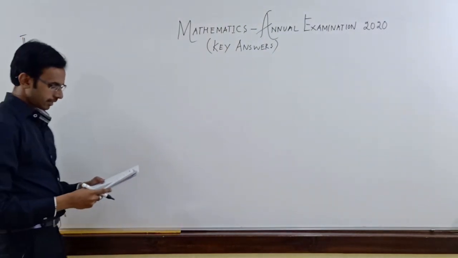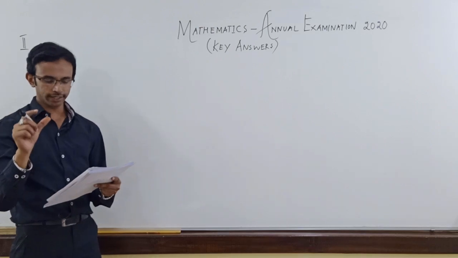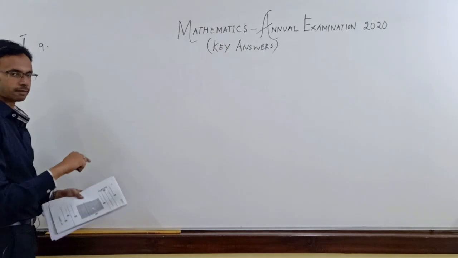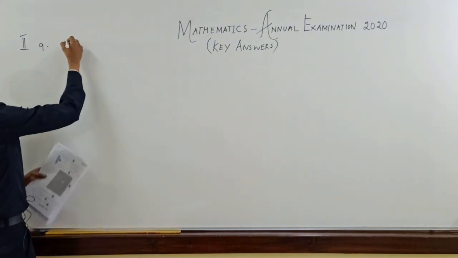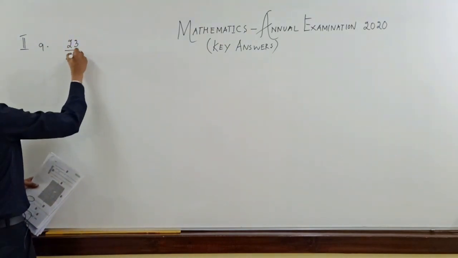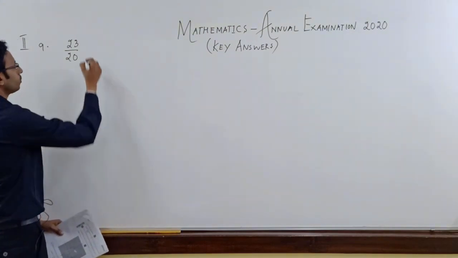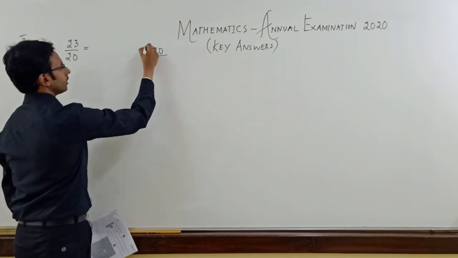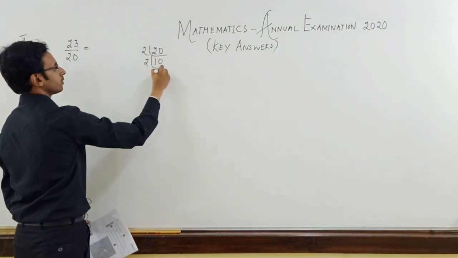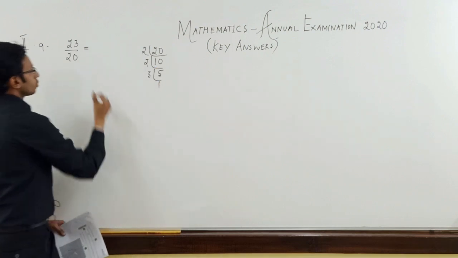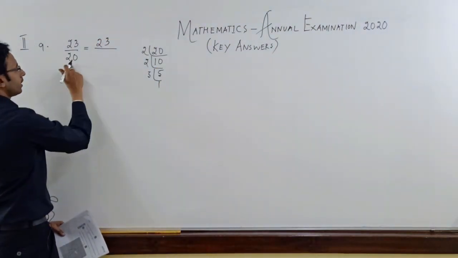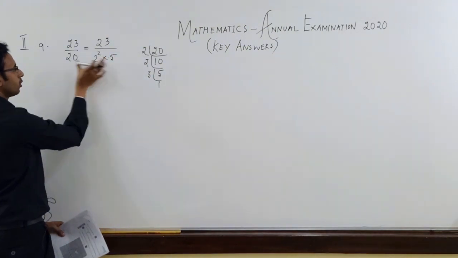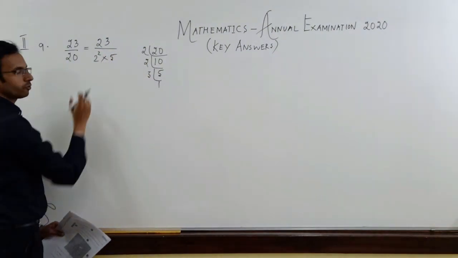Problem number 9 says, express the denominator of 23 by 20 in the form of 2 to the power of n into 5 power m and state whether it is terminating or non-terminating. So here they are asking to express this denominator in the form of 5 power m into 2 power n. So what we should do basically is take the LCM of 20. It goes into the table. So we can write the denominator 20 as 2 square into 5. So we have expressed the denominator in the form of 2 power m into 5 power n.